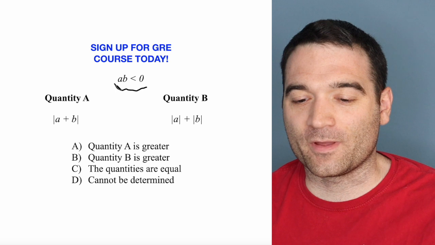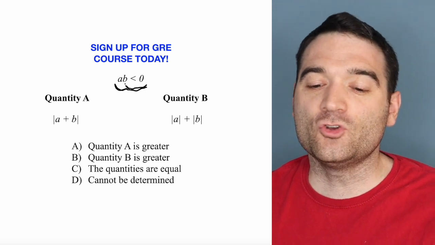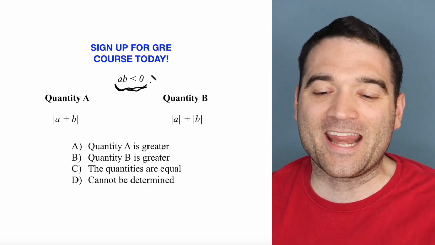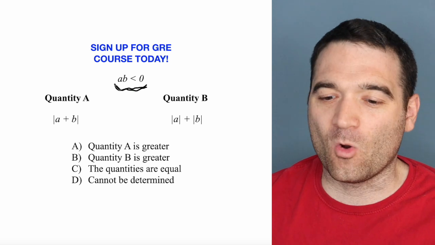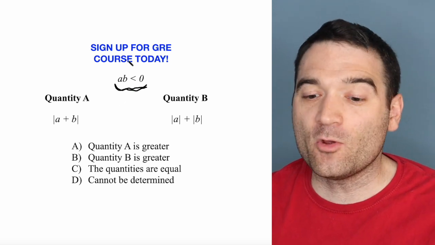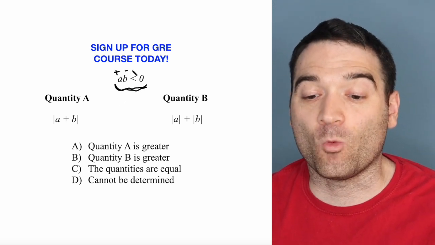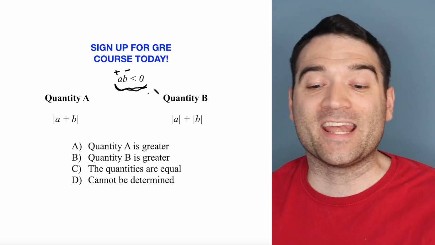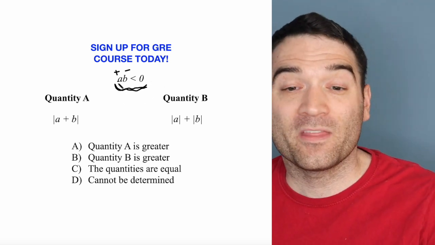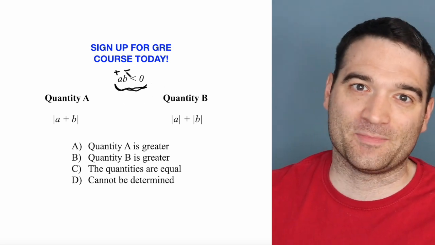All right, well, let's start with this up here. If two numbers are multiplied together and I get a negative number, what do we know about these numbers? Well, we know that one of them is positive and one of them is negative, right? Because in order to get a negative number from a multiplication, one of the numbers has to be positive, one of the numbers has to be negative.